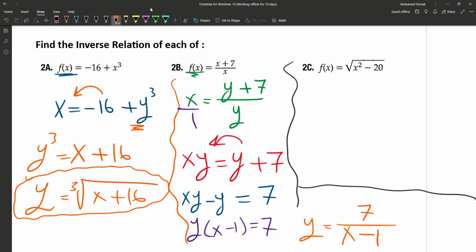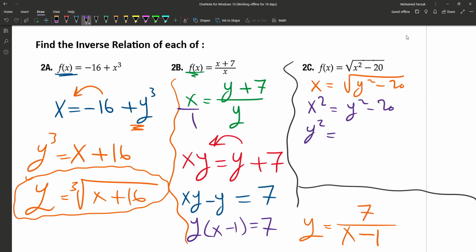We will replace y with x, so x is equal to square root y squared minus 20. And let's do our algebra. First we will square both sides, so it will be x squared equals to y squared minus 20. Move negative 20 to the other side, and we start with y squared, so y squared is equal to x squared plus 20. And then let's take the square root, positive or negative square root. So it will be the square root of x squared plus 20. Here is the inverse relation, okay, of this one.